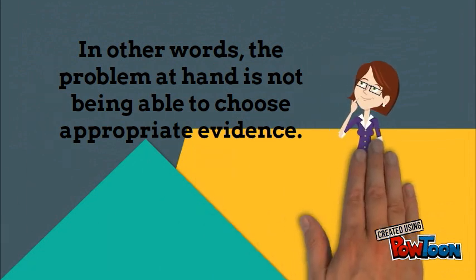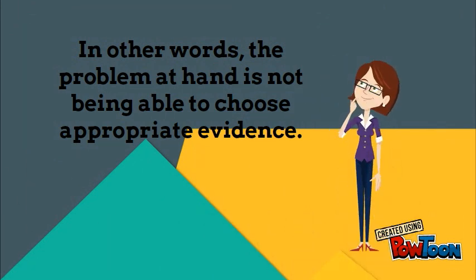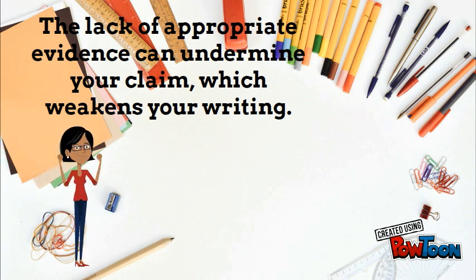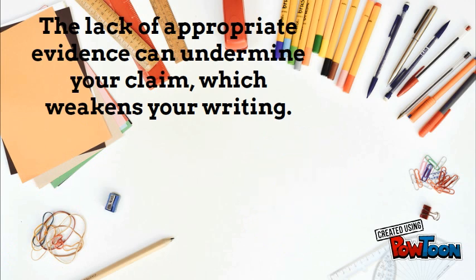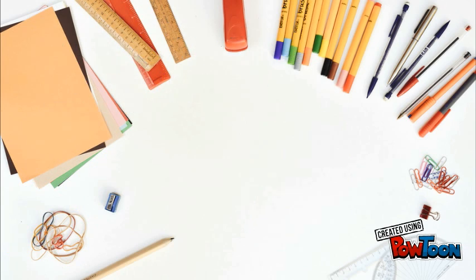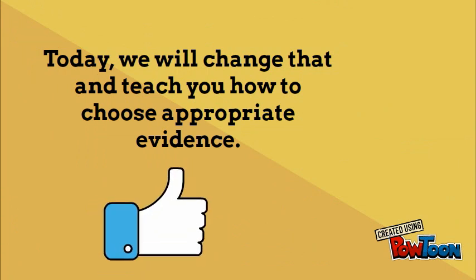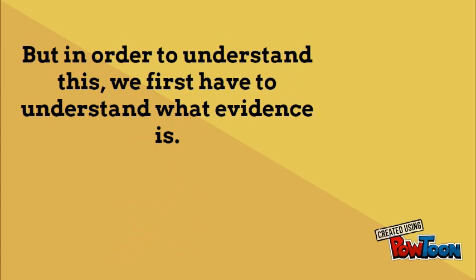This problem boils down to one fundamental concept: the inability for writers to choose appropriate evidence to put in their writing. The lack of appropriate evidence itself can be detrimental to writing and create holes and inconsistencies in writing, which are two things we know that you do not want in your own writing. Today, we are going to attempt to teach you how to choose appropriate evidence to put in your own writing.